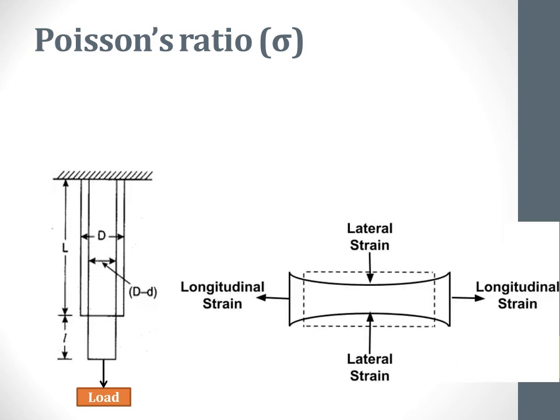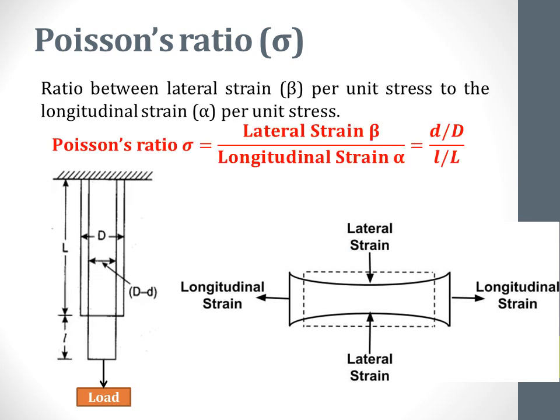We can therefore say that the wire undergoes a change in its length as well as a change in its diameter. The change in length is given by the longitudinal strain, and the change in diameter is given by the lateral strain. These two strains are related by a ratio called the Poisson's ratio. It is a ratio between the lateral strain, denoted by beta, per unit stress to the longitudinal strain, alpha, per unit stress.